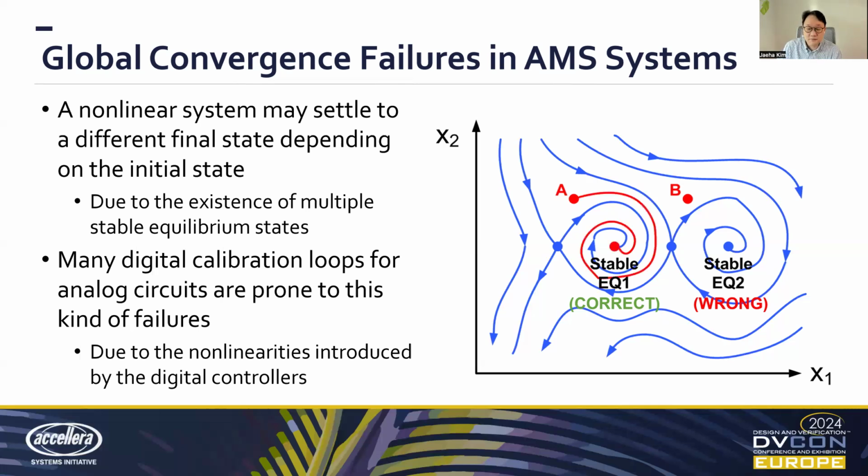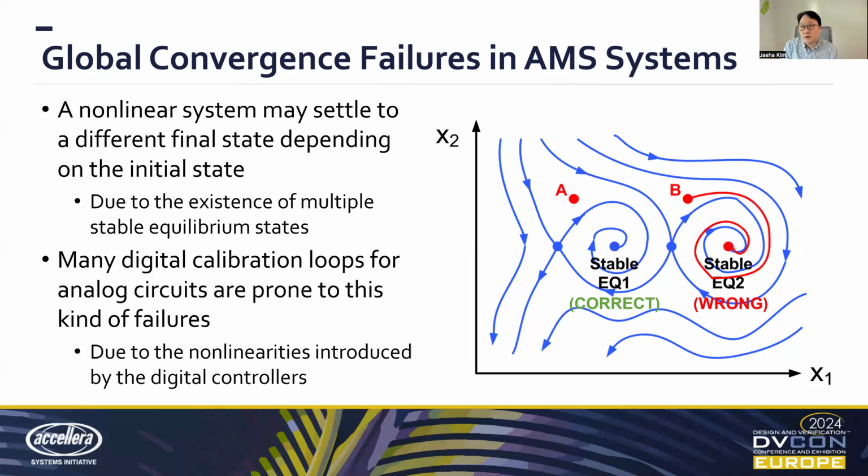For example, if you start from state A, it will converge to a stable equilibrium EQ1. If you start from a different initial state, B, then it can converge to EQ2. If one of these equilibrium states is a wrong state, some undesirable forbidden state, then you have a global convergence failure because depending on how you start the system, your system may work or not. So this can happen in nonlinear systems.